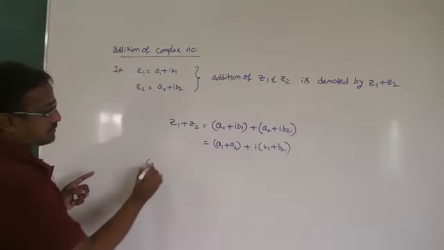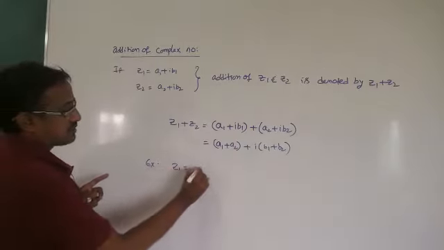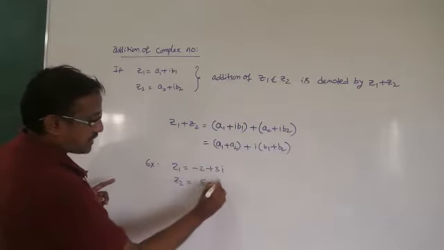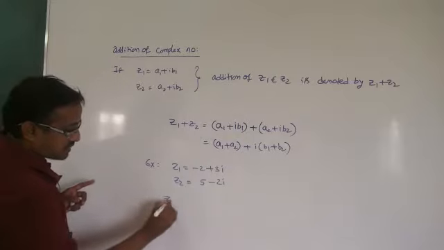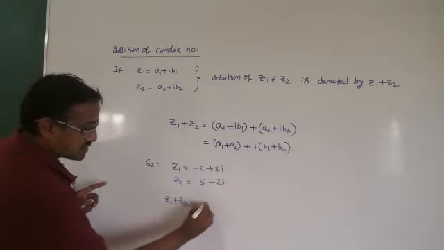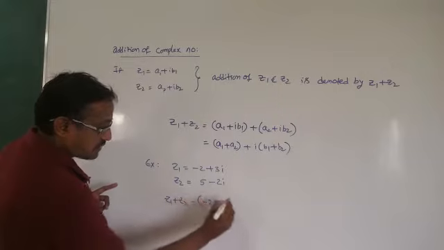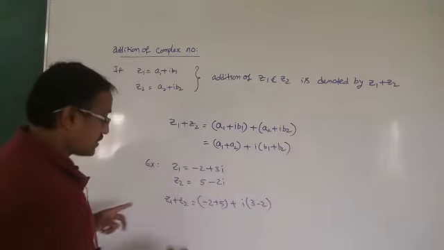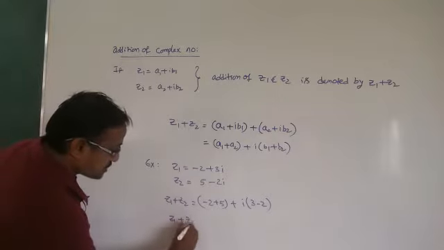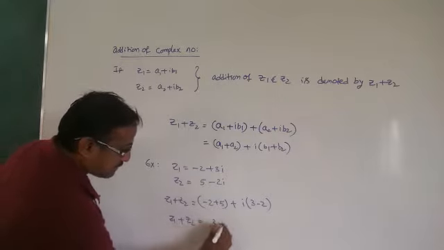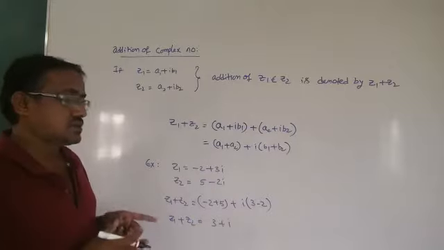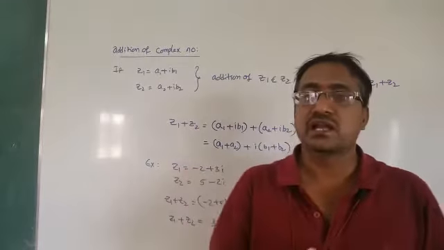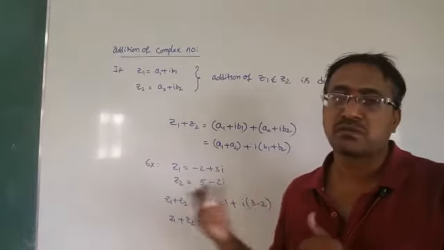For example, now z1 is equal to minus 2 plus 3i and z2 is equal to 5 minus 2i. Now z1 plus z2 is minus 2 plus 5 plus i into 3 minus 2. Now z1 plus z2 is equal to 3 plus i. So remember that addition of two complex numbers again gives a complex number. That is the more important thing.